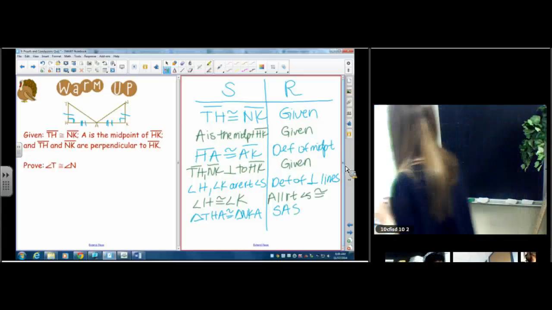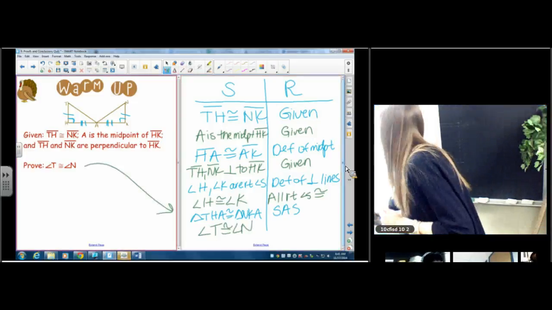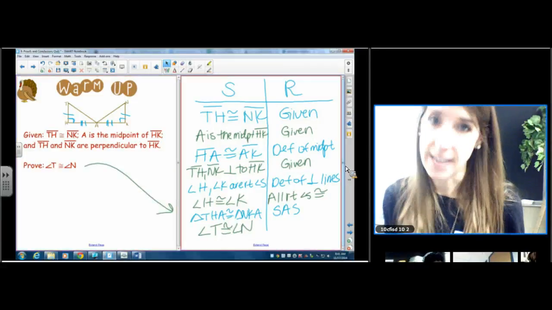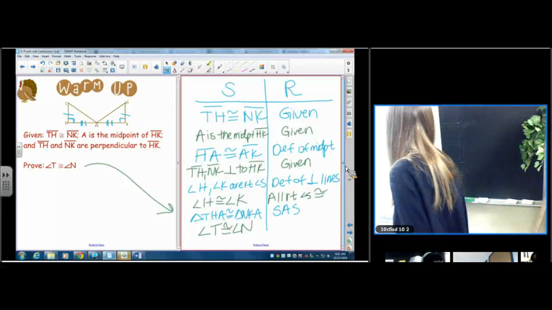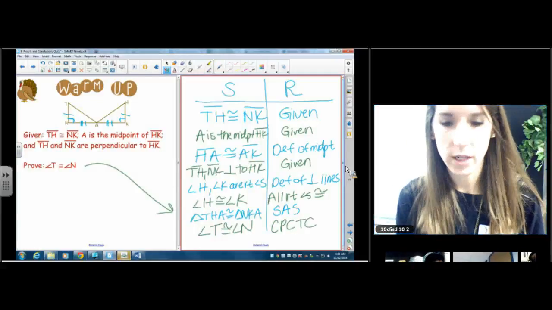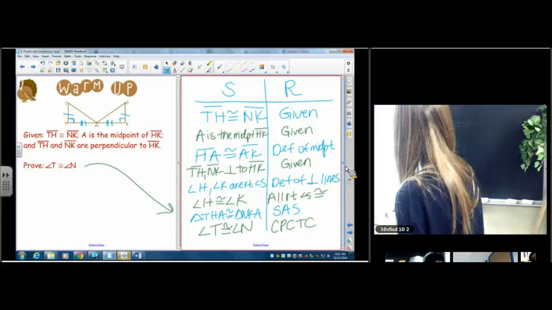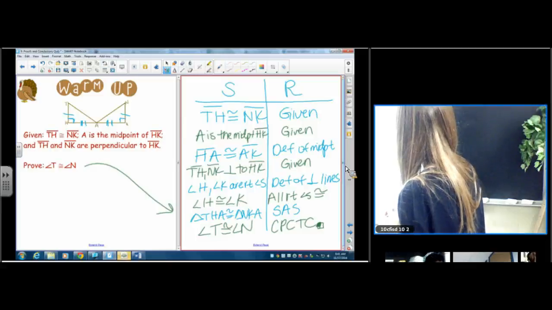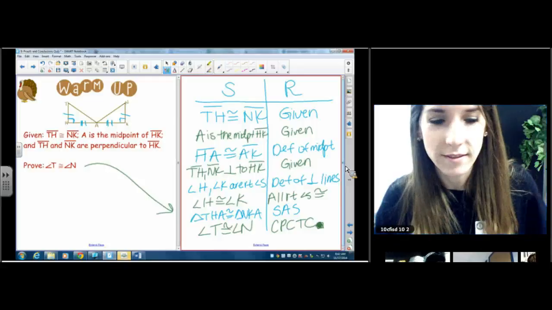Good job, Lars. So finally, we're ready to prove angle T is congruent to angle N. And every time you say a statement after you've proven the triangles congruent, then the reason is corresponding parts of congruent triangles are congruent. End of proof. If I teach y'all that, at the end of a proof, you can put a little filled-in square. It means, okay, I'm done.